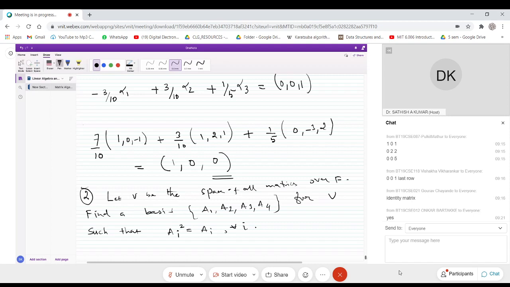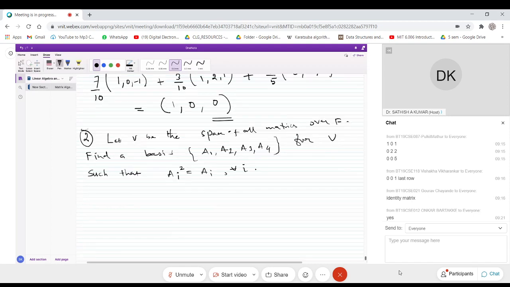Okay, can you construct any example like that? Can you just give me an example where you can do that? Can somebody give some examples which will satisfy this condition, Ai square is equal to Ai?